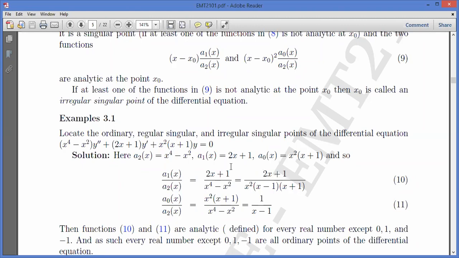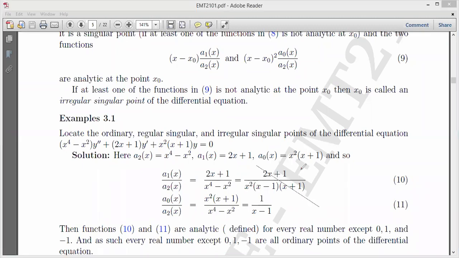Then A0 over A2, that is this over this. This is a simple thing also. If you look at the way we have factored this, it is 2x plus 1 over x squared minus. So the denominator is the same. Basically, it means you have the same denominator, because this denominator is that denominator. So since this denominator here is x squared, you have something like x squared, this is x plus 1.